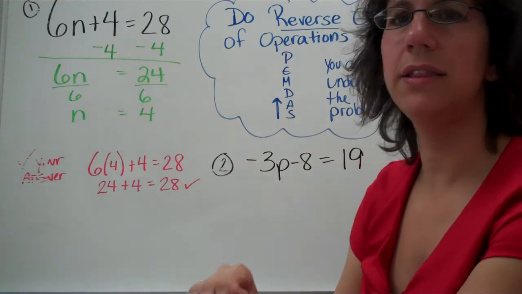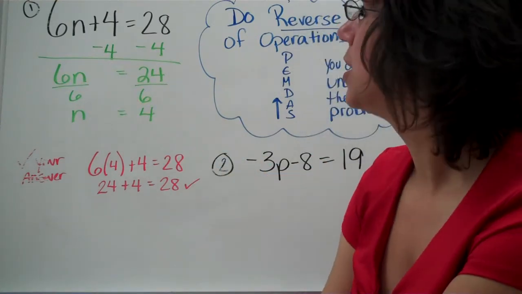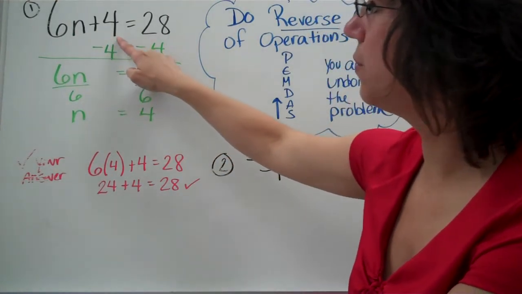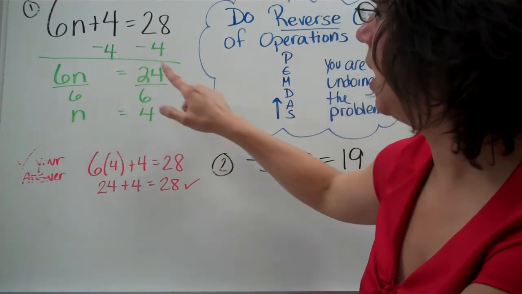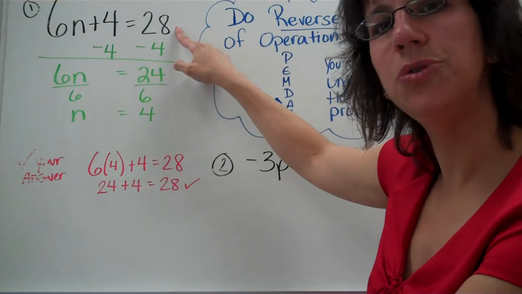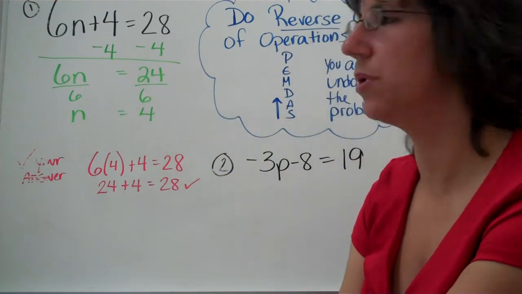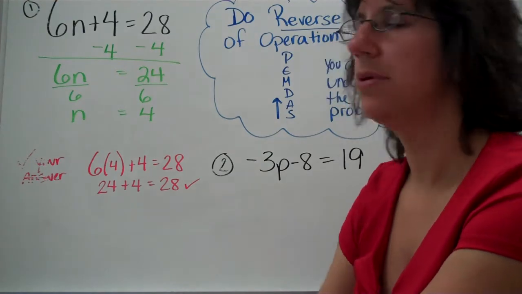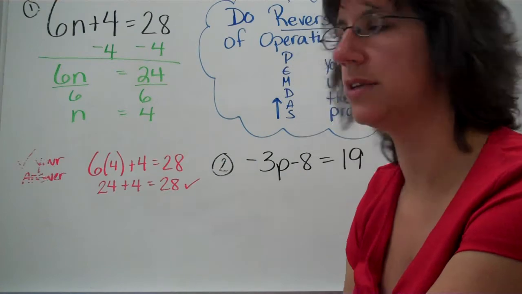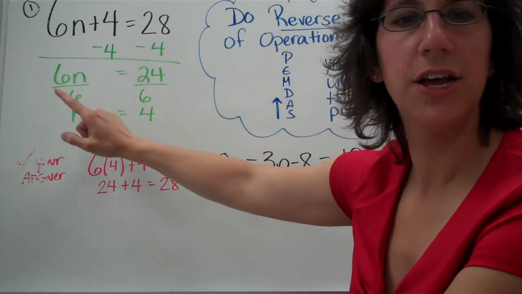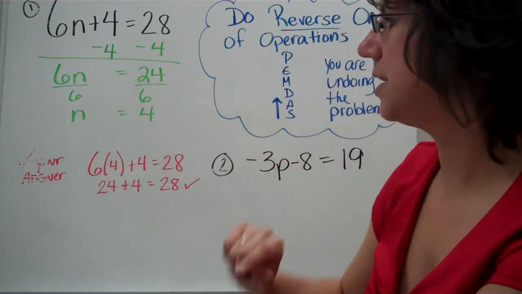And I do want you to write it this way. Draw a line and write down what's left in the problem underneath the line. So before we had 6n plus 4, we took away the 4, and now we're left with the 6n. On this side of the equal sign, we had 28. We're subtracting 4, so that brings you down to 24. Now the next step. Well, here it's 6 times n. The opposite of multiplying is dividing. So instead of multiplying by 6, you're going to divide by 6. Divide by 6 on both sides, and n equals 4.